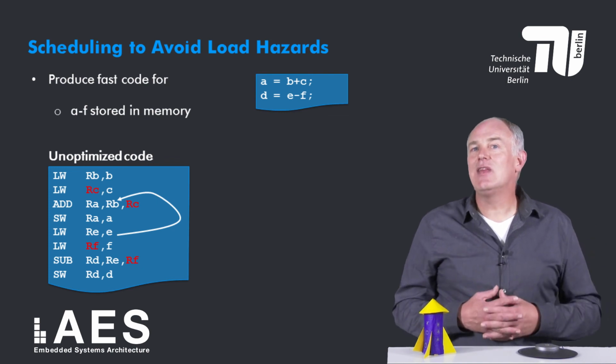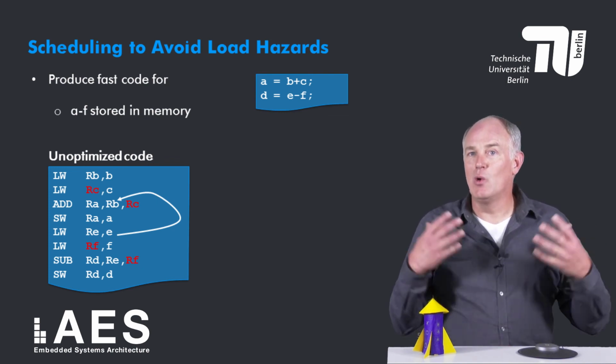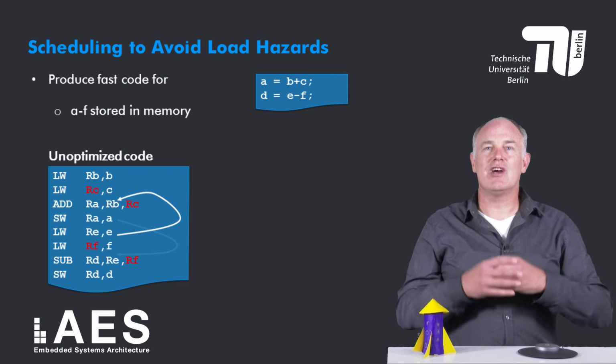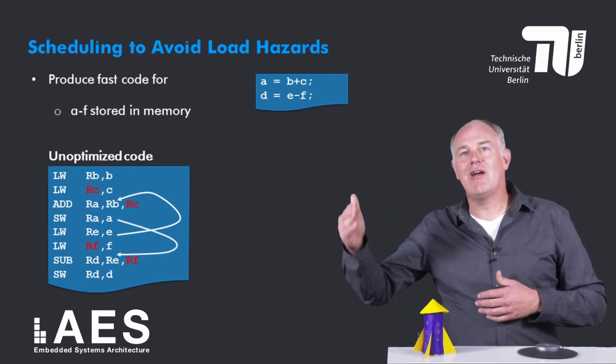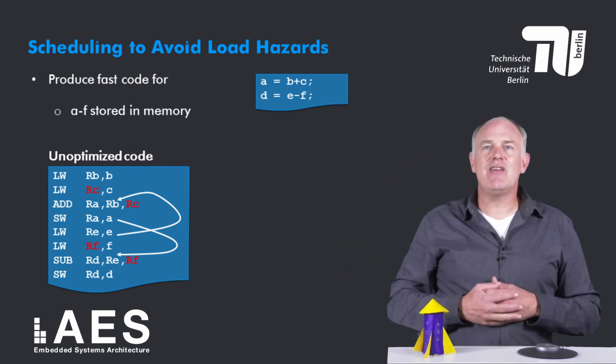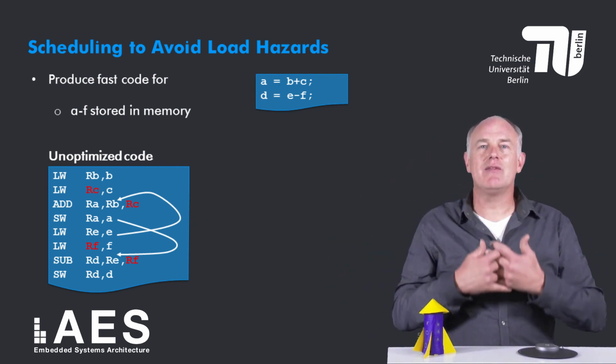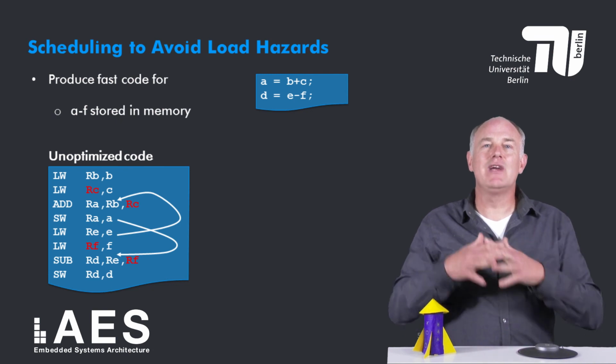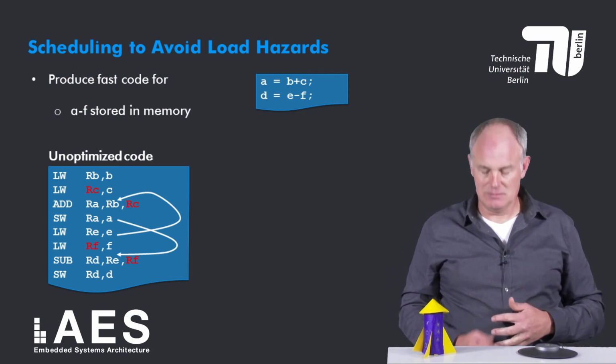In this case, the instruction that should be moved between the load and its use is a preceding instruction, the store of register RA to address A. By moving it down, it stays behind the instruction on which it depends, the add instruction, so moving it down is also legal.